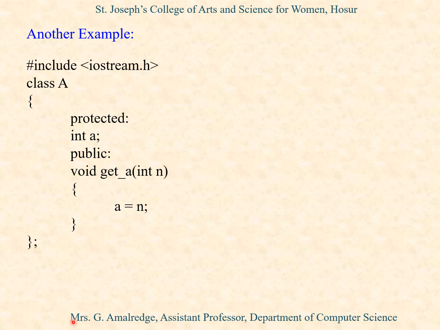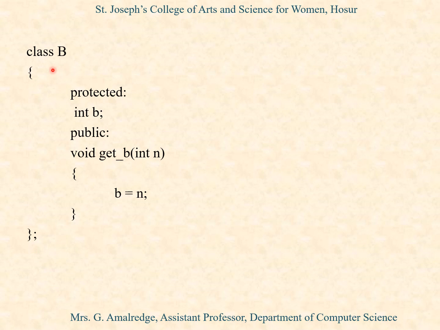This is another example for multiple inheritance. Here we are creating a base class called A, and in that class we are creating a member variable A, and a member function get_A. Whatever value we pass to get_A will be stored in the variable A. Now we are creating another base class called B. In that base class we have one variable called B and one member function called get_B. Whatever value we pass to get_B will be stored in variable B.